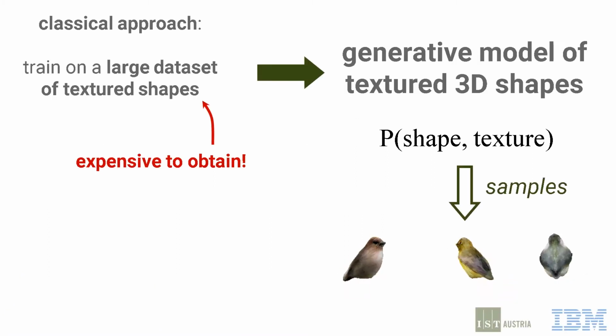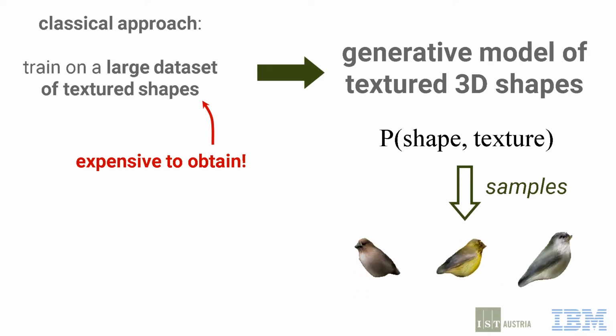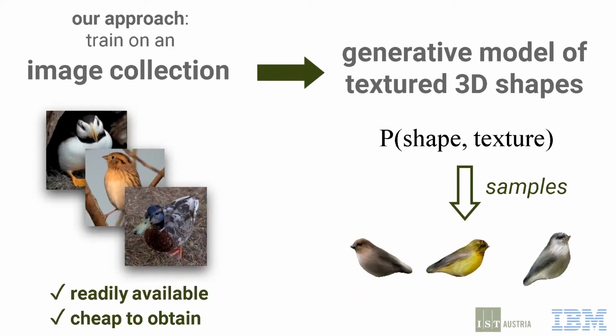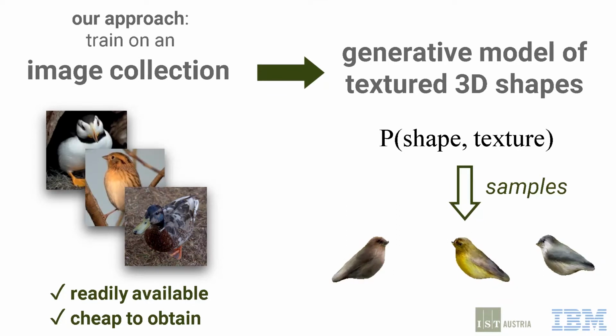The traditional approach to building a generative model over textured 3D shapes would be to create a large dataset of them, then to use that dataset to train a GAN or a VAE. However, 3D shapes with detailed texture are expensive data to obtain. Instead, we propose to learn our generative model from unstructured collections of images.